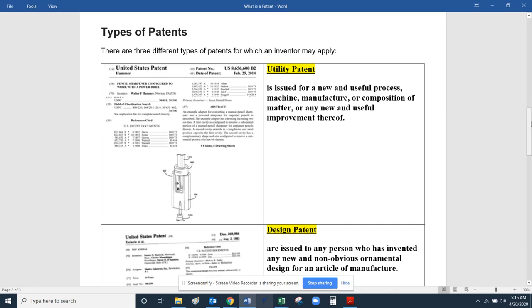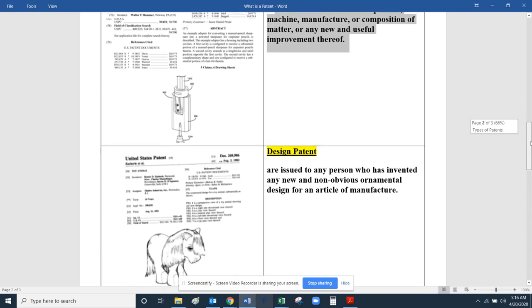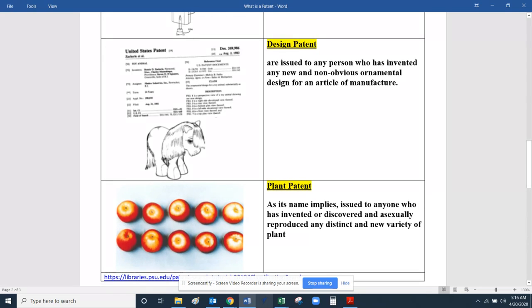Let's talk about the three types of patents that you can apply for. First is utility patent. This is issued for a new and useful process, machine, manufacture, or composition of matter, or any new and useful improvement thereof. These are going to be the gadgets, the machines, the processes, anything that has a utility purpose.